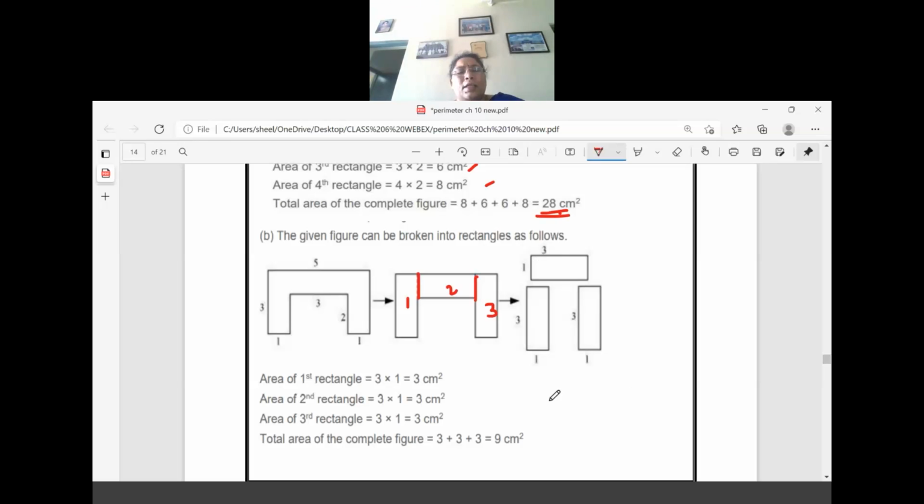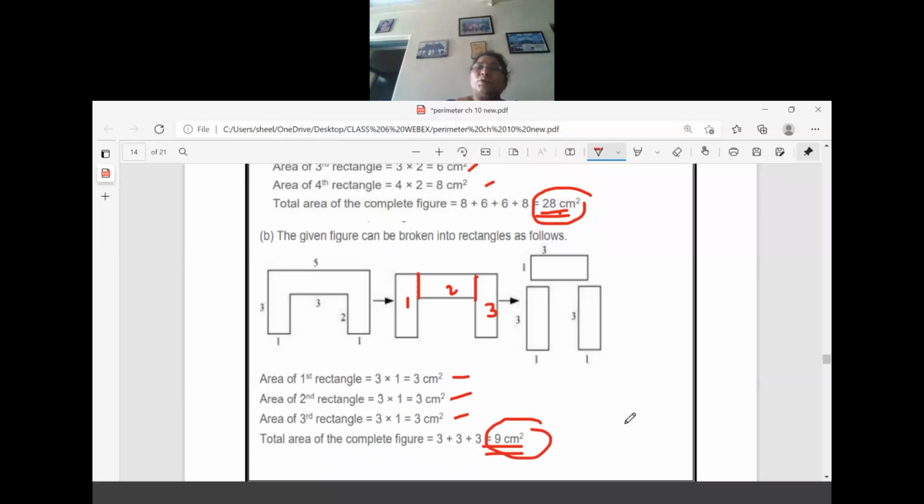So we can use the normal formula, length into breadth. The first rectangle is 3 into 1, 3 centimeters square; the second rectangle 3 into 1, 3 centimeters square; and the third rectangle 3 into 1, 3 centimeters square. The total is 9 centimeters square only. In the last case we got 28 centimeters square, and now we got 9 centimeters square.